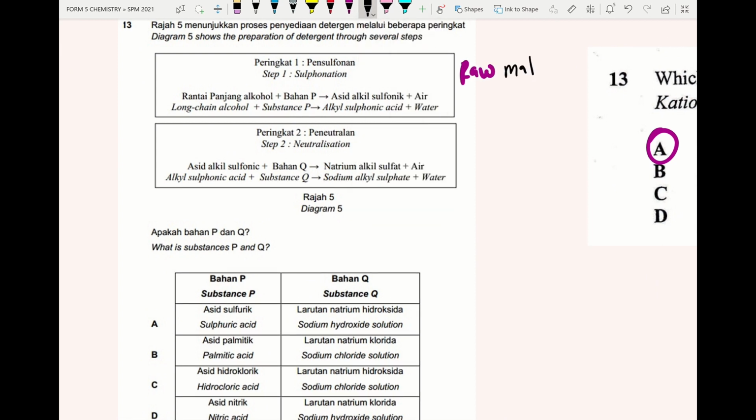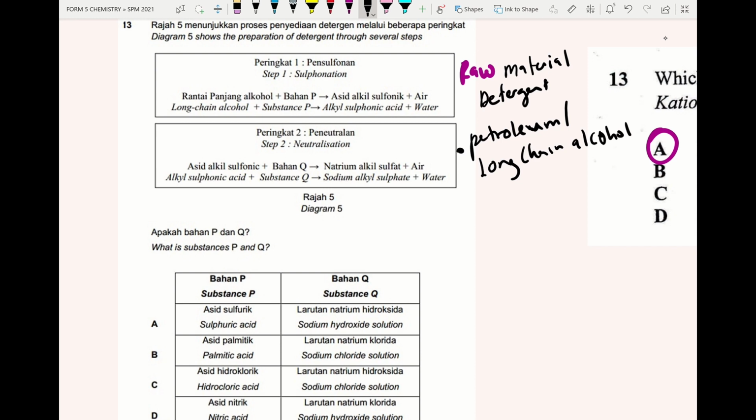All right, please remember the raw materials used to make detergent. The raw materials that we use to make detergent are, number one, petroleum, or we can use long chain alcohol. Number two will be sulfuric acid. Number three, we use only one alkali, which is sodium hydroxide.